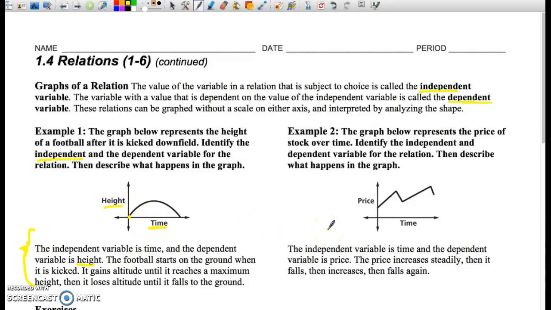Another example here of independent and dependent. The graph below represents the price of stock over time. Identify the independent and dependent variable once again and describe what's actually happening in the graph.